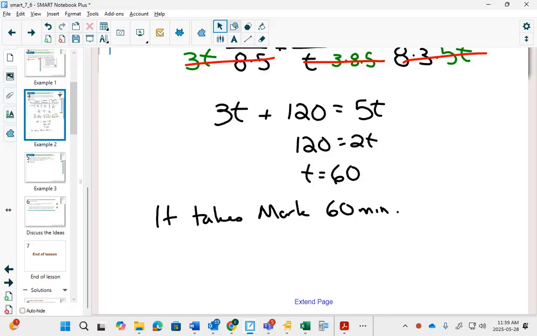5, 6, and 10. Circle those three. Try question number 5 right now.